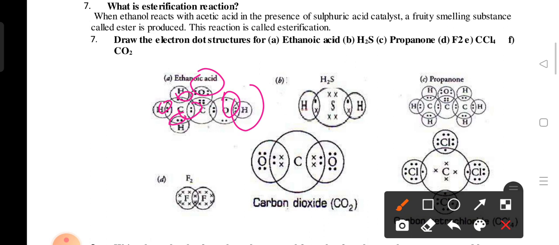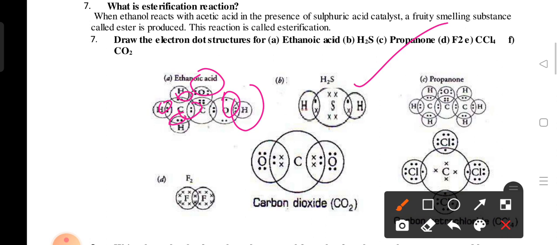Then hydrogen sulfide. Hydrogen's valency is 1. Then sulfur's valency is 2. That's why in between sulfur and hydrogen, electrons are shared, and like this the electron dot structure is formed. Next, which one? Propanone.